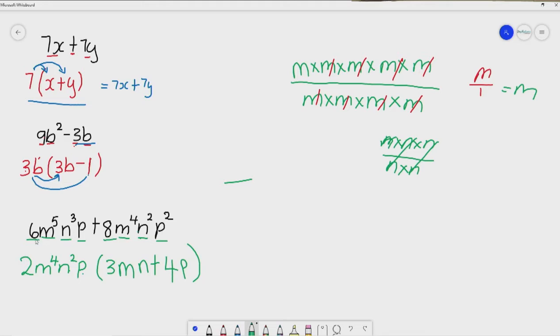So when we factorize 6m to the power of 5, n to the third power and p, plus 8m to the fourth power, n to the second power and p to the second power, we get 2m to the fourth power n square p into 3mn plus 4p. Now you can clear the bracket, you can multiply what's outside by what's inside, and you will see that we're going to get back what we started with.